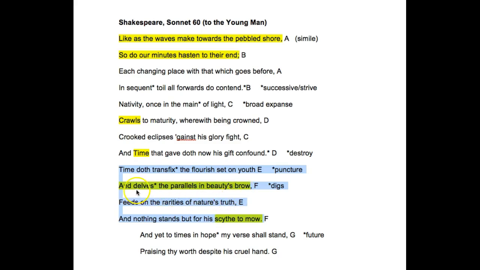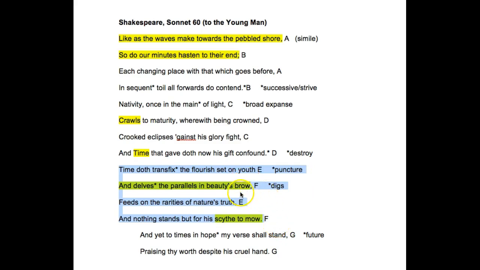And this is sort of like drawing the tracks in a field, right, so that you can plant things to grow. "Feeds on the rarities of nature's truth, and nothing stands but for his scythe to mow." And so what happens is when you plant a crop, it grows to maturity, right? And then it gets cut down. And so this is the metaphor that's being used to describe the progress of life.